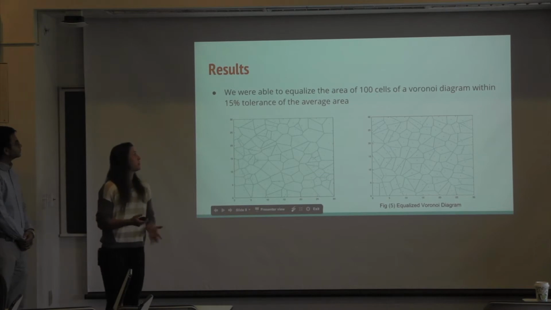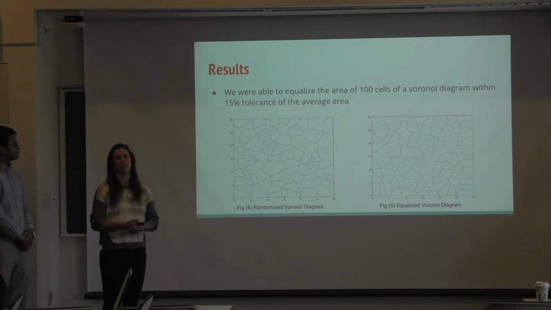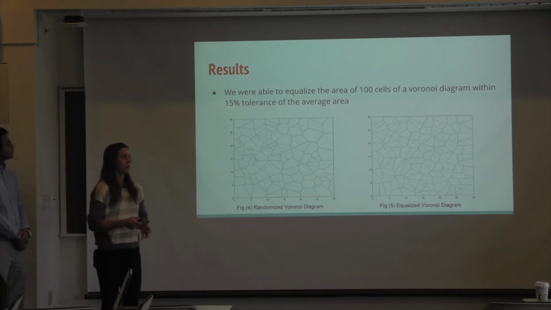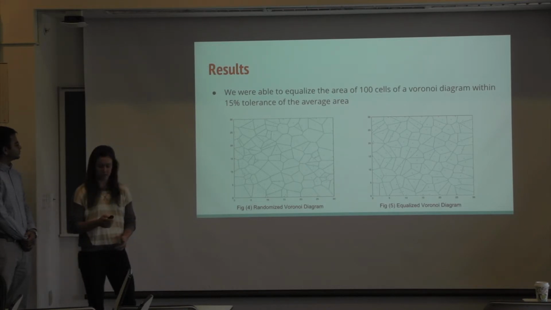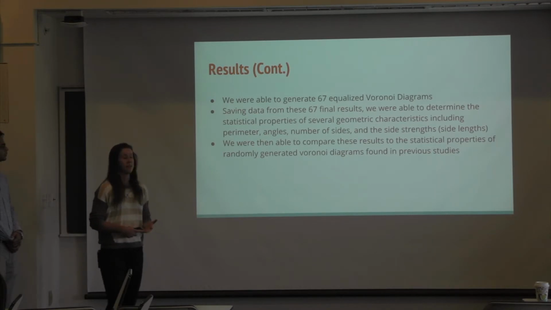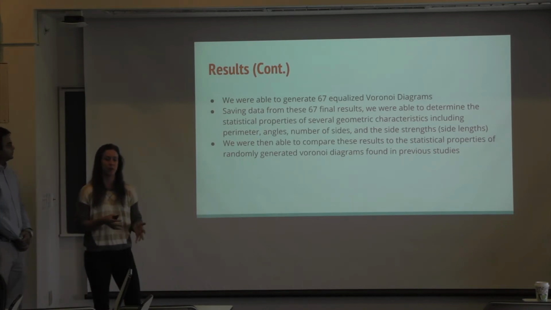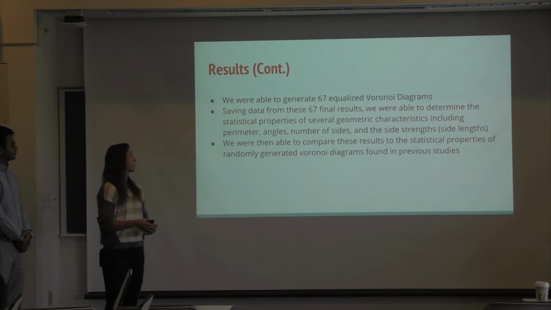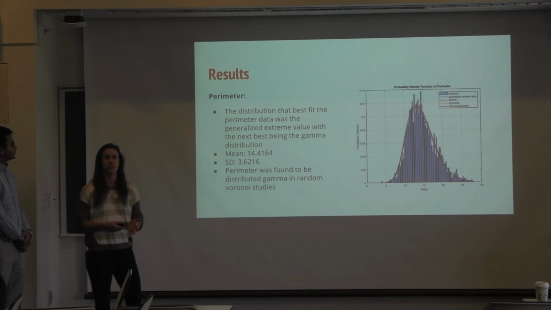So ultimately, we were able to equalize the area of 100 different cells in different Voronoi diagrams within a 15% tolerance of the average area. And so what we were able to do from here is generate 67 finalized images or equalized Voronoi diagrams, and we were able to take data with regards to the interior angles, the perimeter, and the side strengths, as well as the number of sides, and use this data to determine statistical properties of these Voronoi diagrams. Then we were able to also compare these to the different results in previously found studies in randomized Voronoi diagrams.